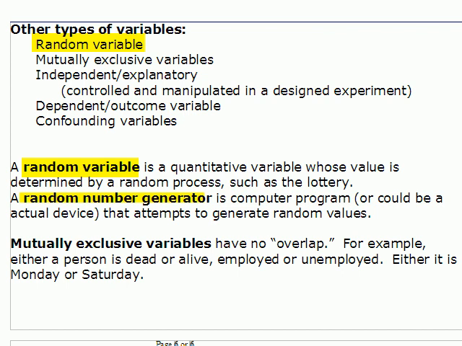Another type of variable is mutually exclusive variables. We'll see those in probability. Mutually exclusive variables cannot both be true at the same time. For example, you can't be dead and alive at the same time. It can't be Monday and Saturday. It's either one or the other.